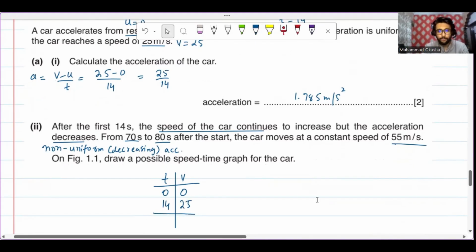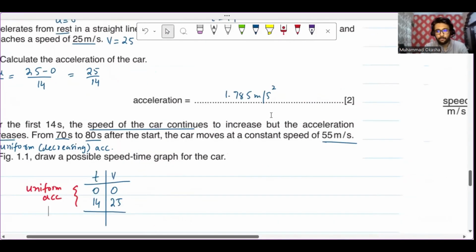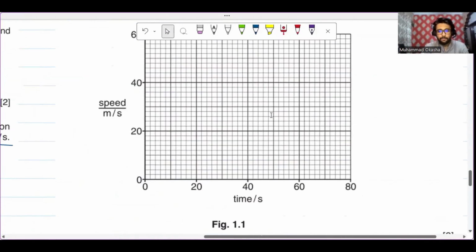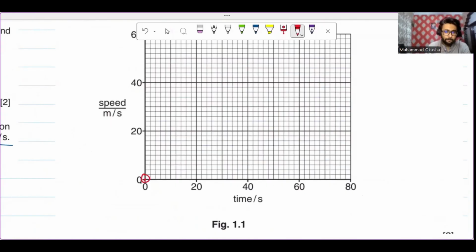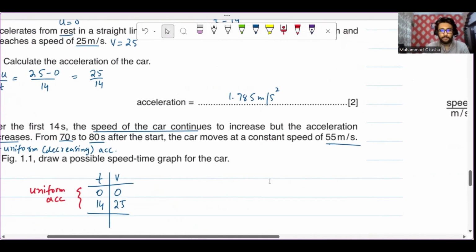So let me mark these 2 points. And because this region is uniform acceleration, I'm going to draw a straight line. The first point is time 0, velocity 0. The second point would be time 14, velocity 25.